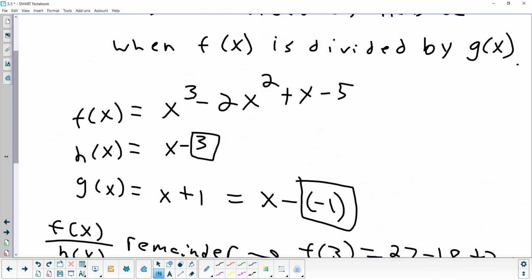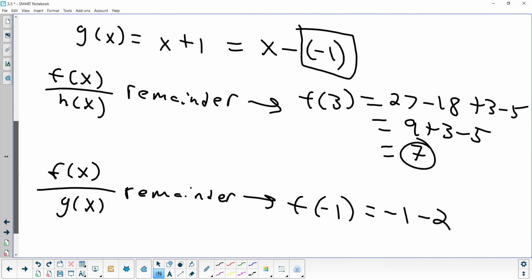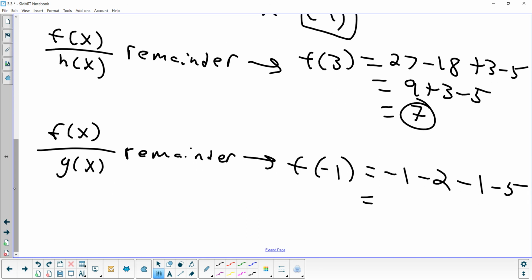-1, -5. So I replaced all the x's with a -1. All right, so that's going to give me, let's see, -1 minus 2 is -3, minus 1 is negative 4, minus 5 is negative 9. So, is g of x a factor of f of x? No. Didn't go in without remainder, so it's not a factor.